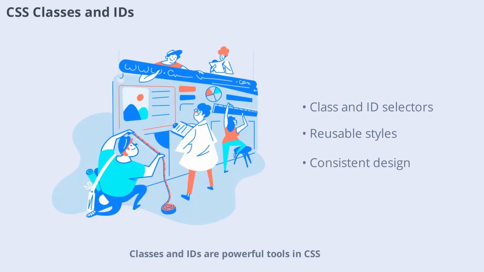Classes and IDs are powerful tools in CSS. By assigning a class or ID to an HTML element, you can apply specific styles to just that element or group of elements. This makes your code more flexible and reusable, allowing you to create consistent designs across your site.